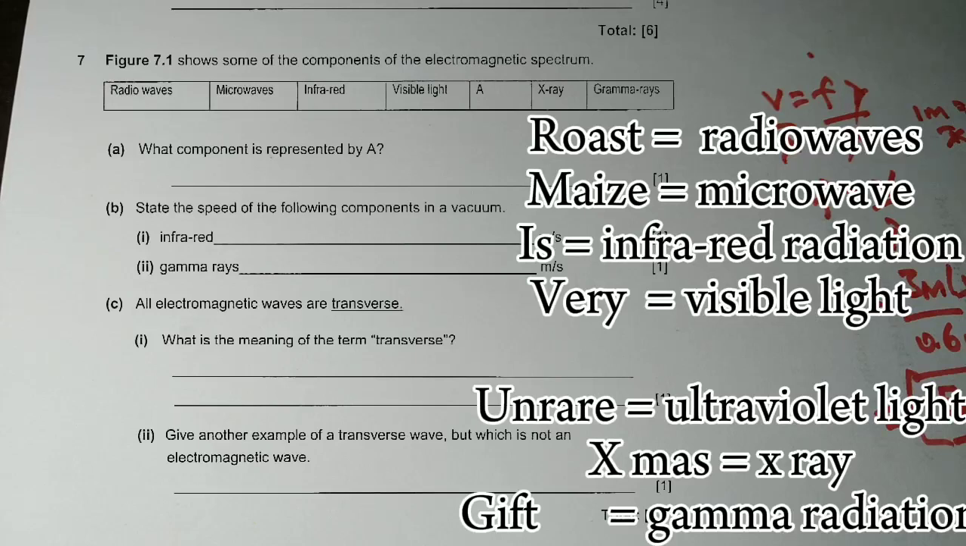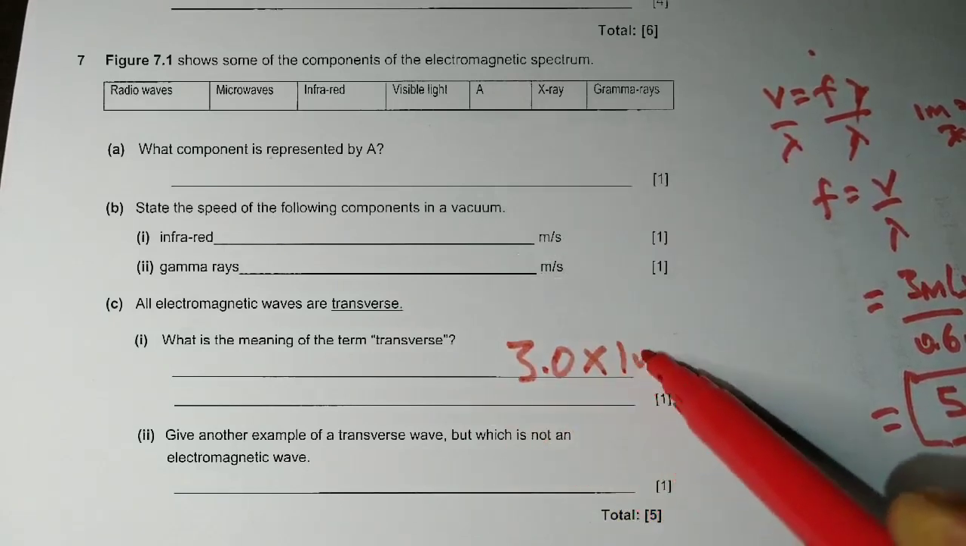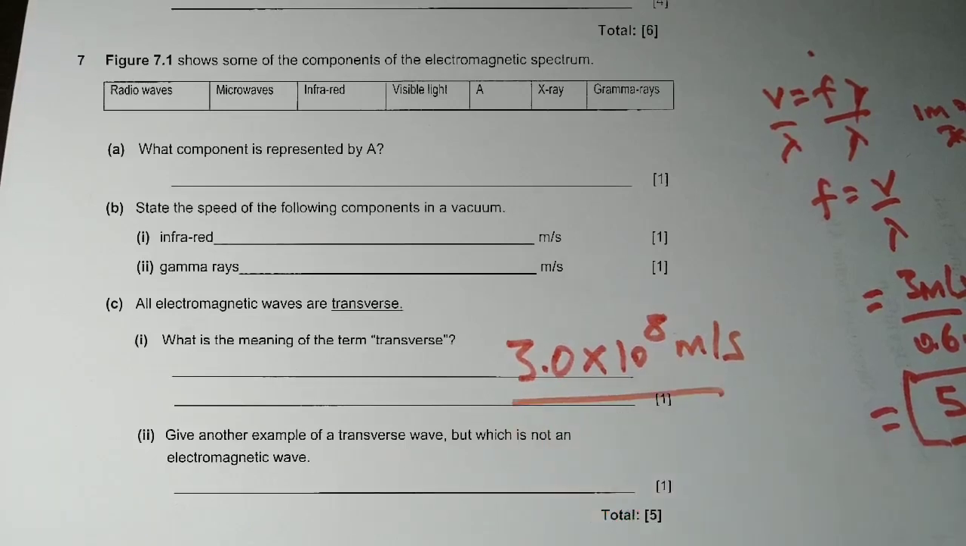State the speed of the following components. All these waves have the same speed, which is the speed of light, 3.0 times 10 to the power 8 meters per second. That's their speed.